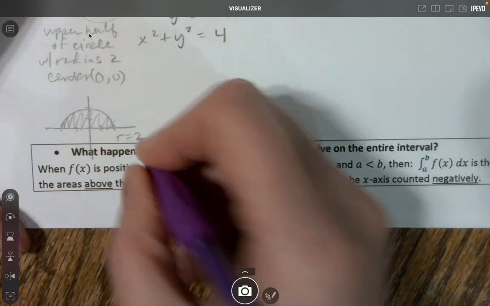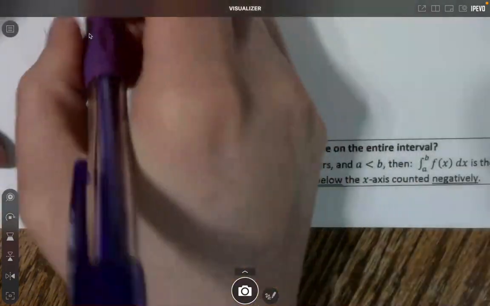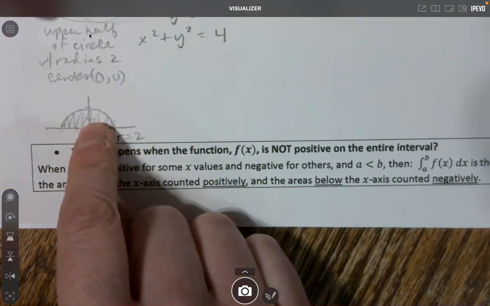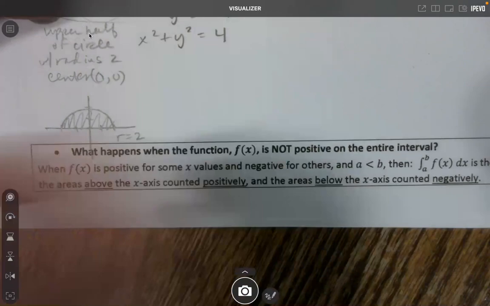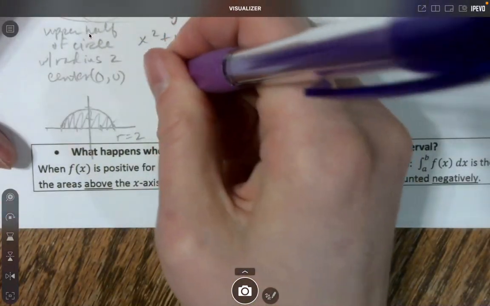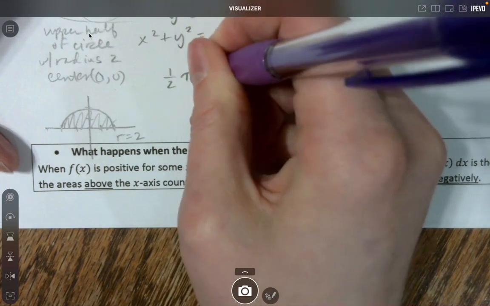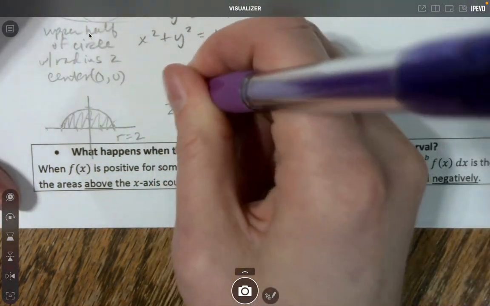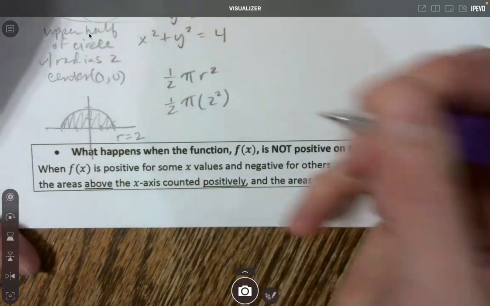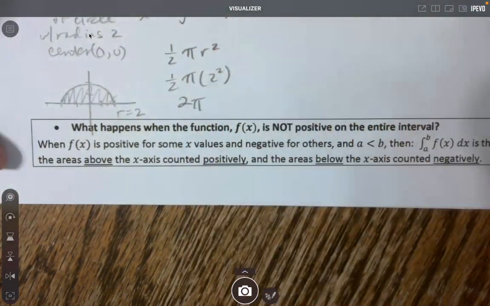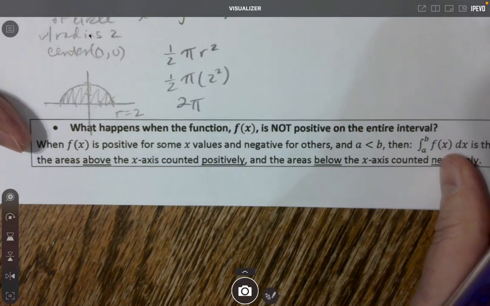Radius is 2. So if I'm going to find this integral, if I'm going to figure that out, remember I can just think of it as area here. So area of a circle is pi r squared. So this is going to be 1/2 pi r squared. And my radius is 2. So I've got 1/2 pi times 2 squared, which is going to be 2 pi. And that's a fine answer. I don't need to do anything else to that.